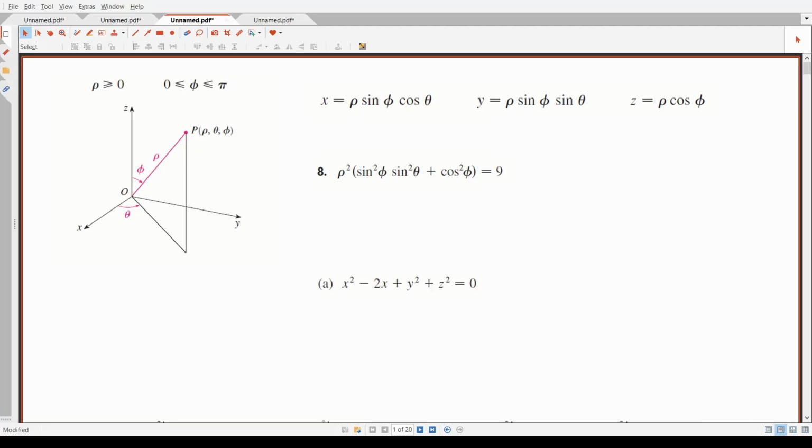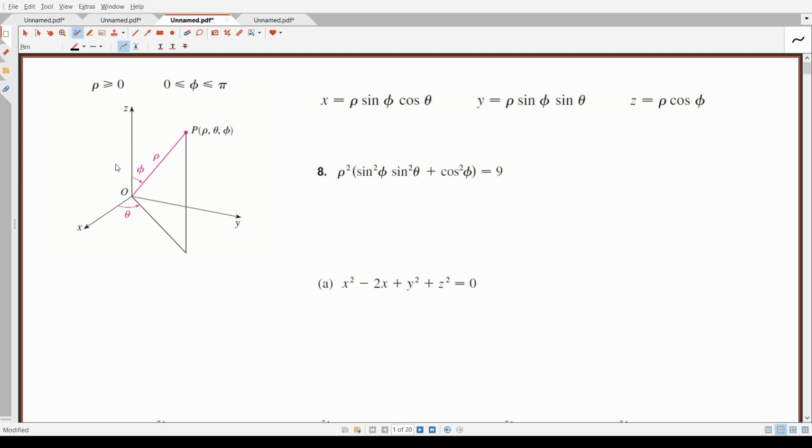Alright, so I'm going to be working some examples on spherical coordinates. Spherical coordinates are a lot like polar coordinates in that we're measuring the radius from the origin, except now instead of r, we're going to call it rho. Rho is just the distance from the origin. It's the radius, except now we're talking about 3D.